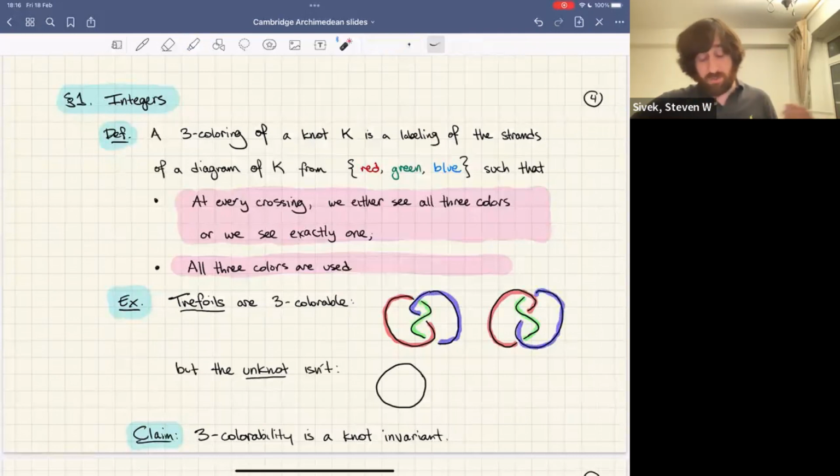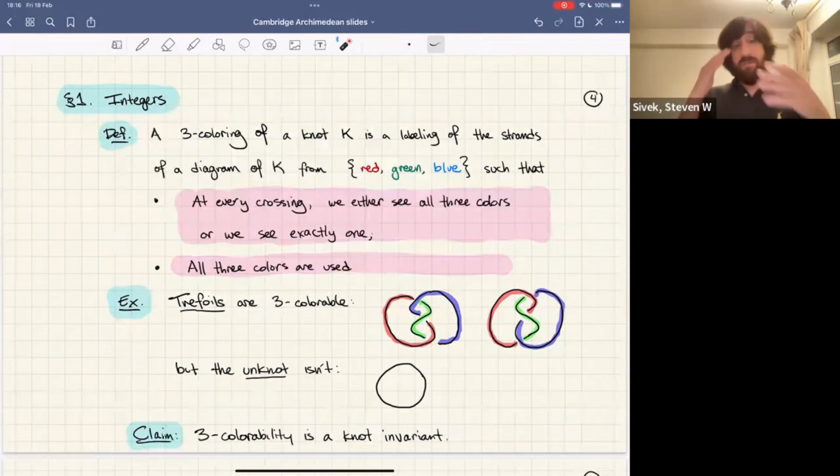Okay, and we can check that each of the rules are satisfied. We just look at the top crossing, for example. Here, we've got red, green, and blue. And likewise, at the middle crossing and the bottom crossing, at each of these, we see all three colors. So that definitely satisfies both conditions. But the unknot isn't three colorable. Here's a diagram of the unknot again. The problem is there's only one strand in this diagram, so we can't possibly use all three colors.